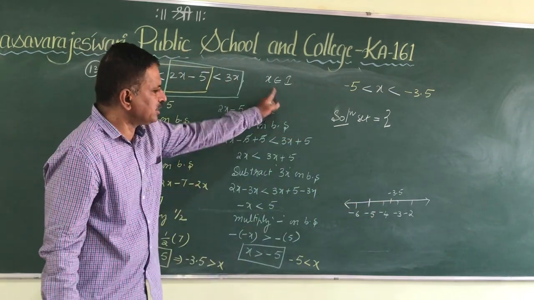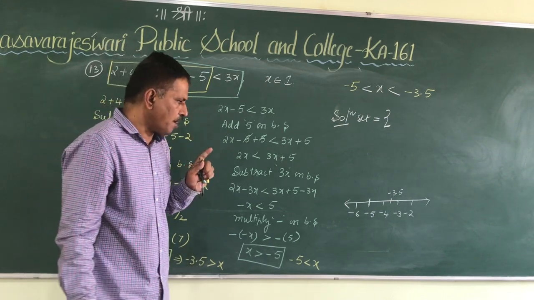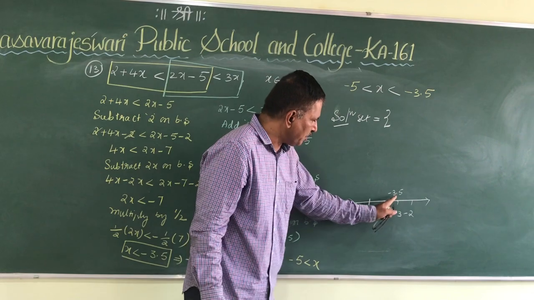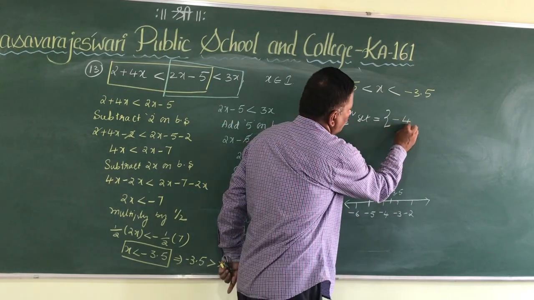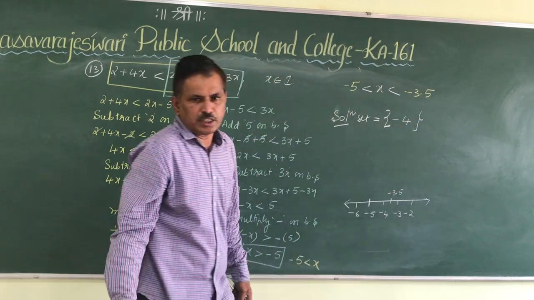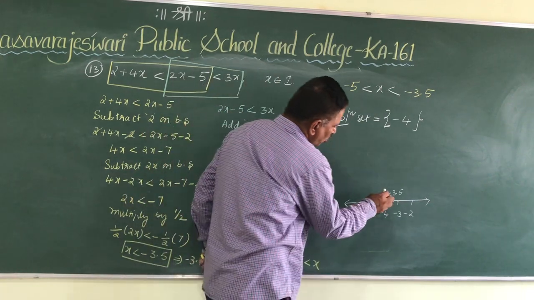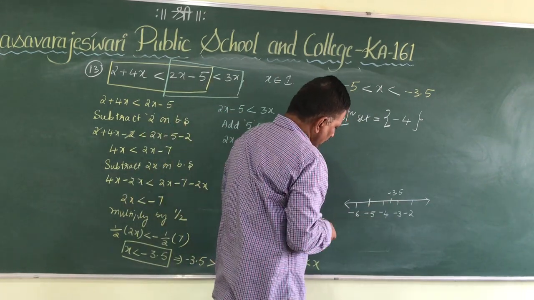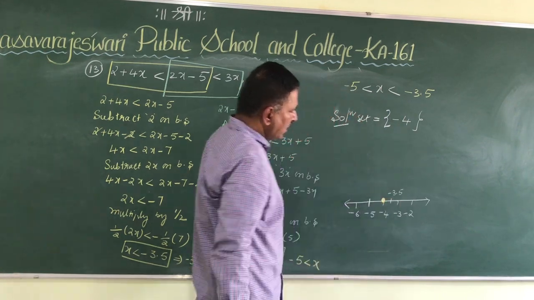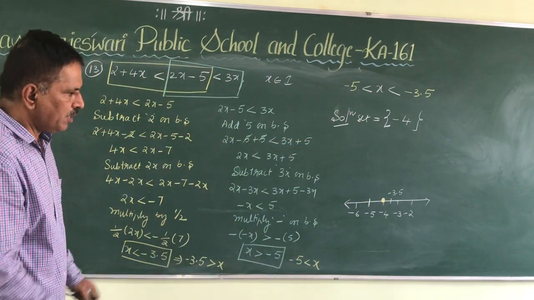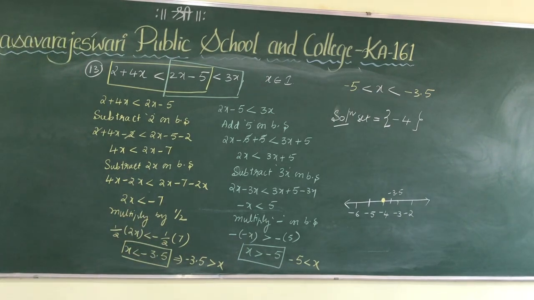Since it is integer, you are supposed to take only the number, and the number which lies between minus 3.5 and minus 5 is minus 4. The solution set is minus 4. Since it is integer, you have to draw the solid circle on minus 4 to represent the graph of the given equation. Right? Yes.